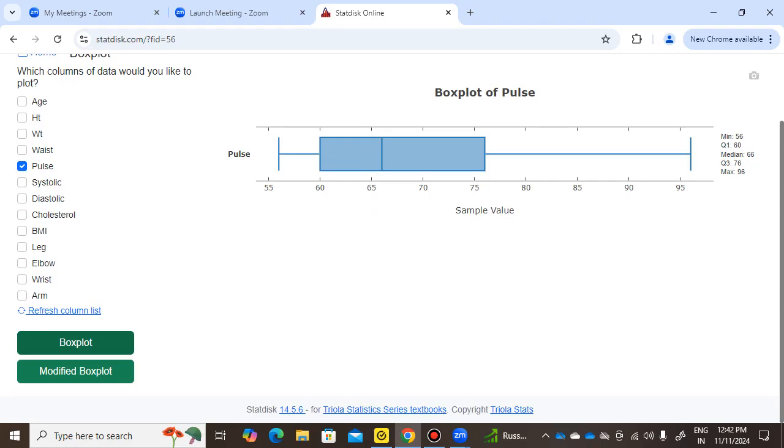The lowest is 56. And then 60, do it this way. 60 is your Q1. And then median is 66. Q3 is at 76. And 96 is your maximum.